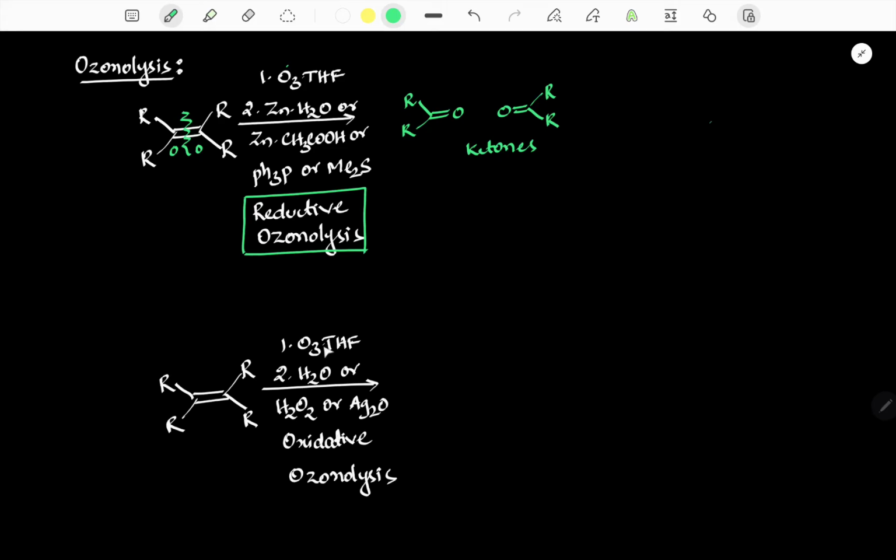When alkene is treated with O3 followed by H2O or H2O2 or Ag2O, this ozonolysis is known as oxidative ozonolysis. In the oxidizing agents, this ozonolysis takes place. So in oxidative ozonolysis, we have to dissociate the double bond and we should write the corresponding keto group and another one also a keto group. Both are keto groups. So simply, in the reductive ozonolysis we have to break the double bond and add oxygen. In the oxidative ozonolysis also, we have to break the double bond and add oxygen.